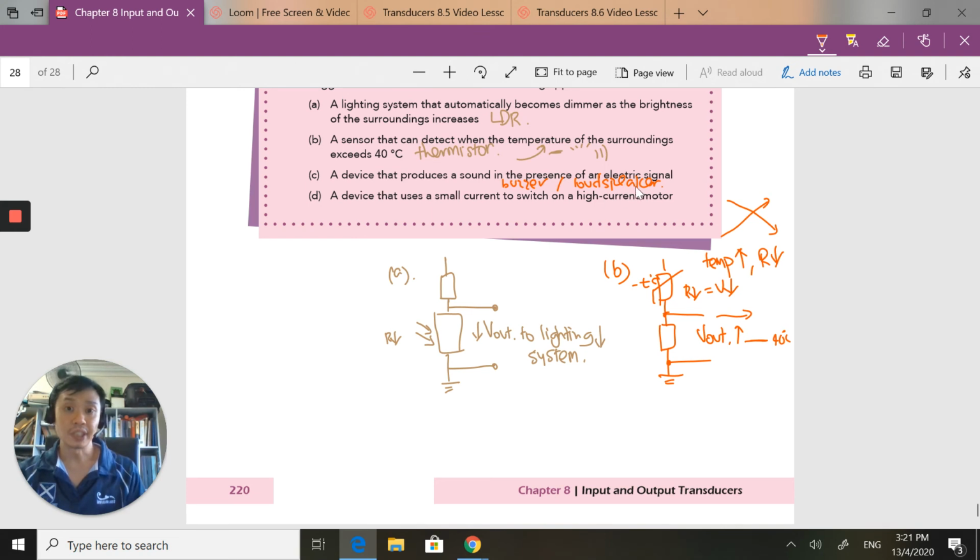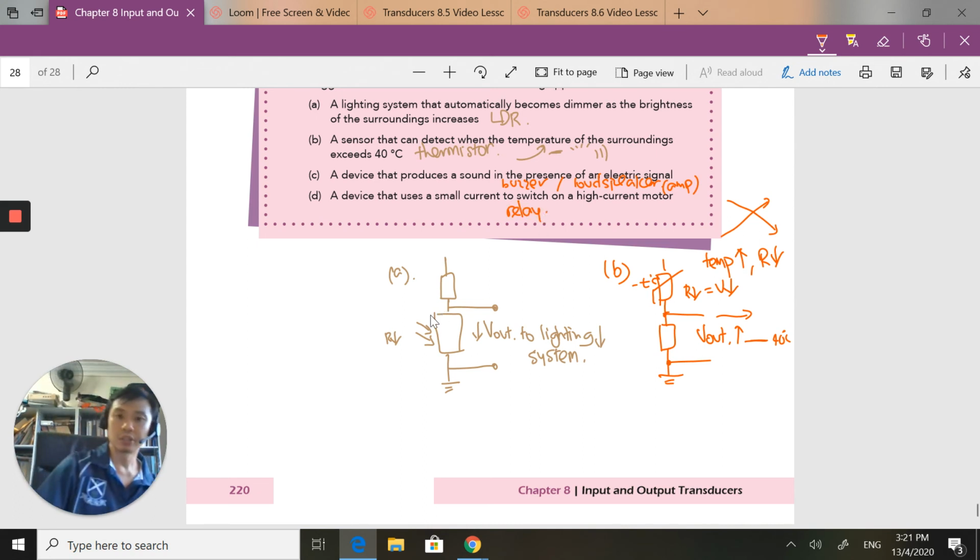Just remember, if you're using a loudspeaker, more often than not you do need an amplification process before you output to the loudspeaker. Next: a device that uses a small current to switch on a high current motor. So it's a switch, and you have two types of current. One is small, one is large, and you're using the small to control the large. What we are talking about here is an electromechanical relay.